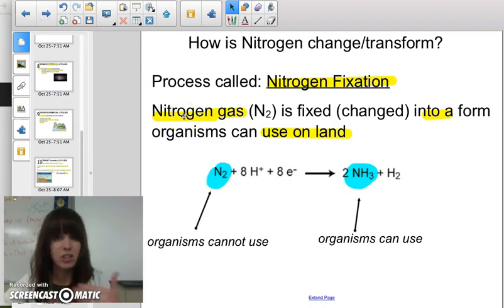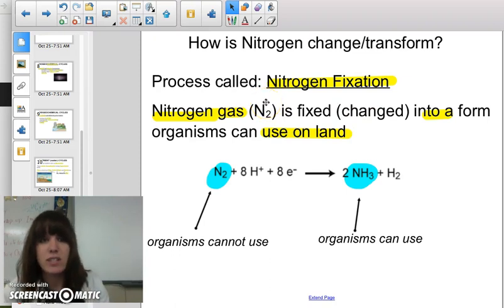So then how does nitrogen within an ecosystem change? For instance, how does nitrogen go from nitrogen gas to the nitrogen that's in our DNA? Well, there are a couple different types of processes. There's one called nitrogen fixation, and so it's taking nitrogen gas, which is in the form of N2, and it's fixing it or changing it into a different type of nitrogen that organisms can use on land.